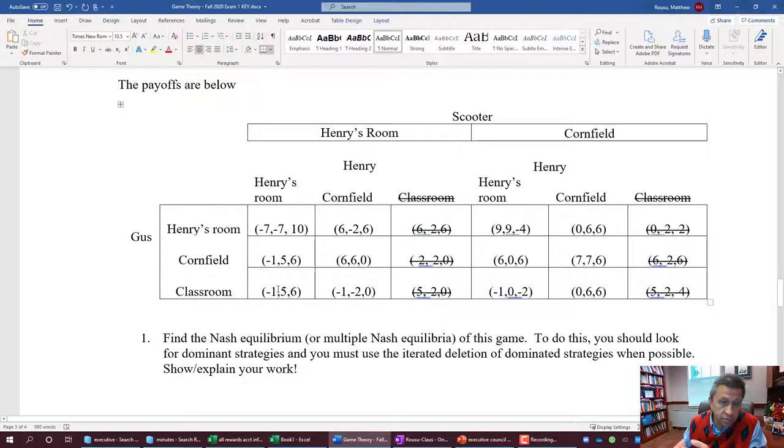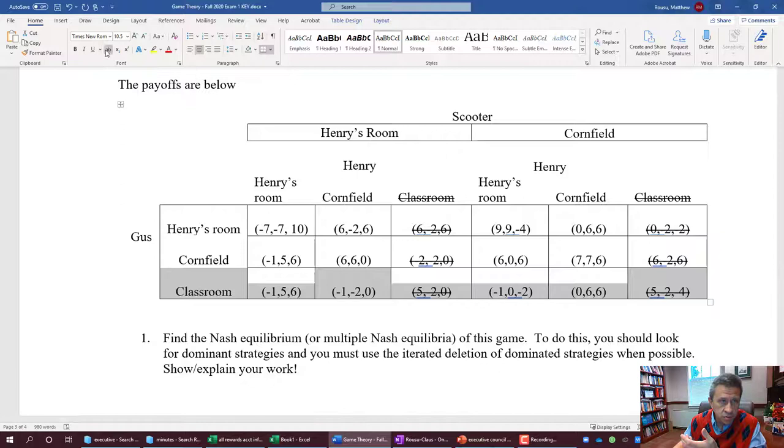What about Cornfield versus Classroom? We've got negative 1, 6, 6, and 7. Comparing that to negative 1, negative 1, negative 1, and 0. Actually, in all cases, Classroom is less than or equal to the cornfield. So we could eliminate those.